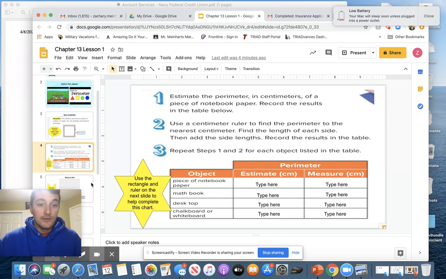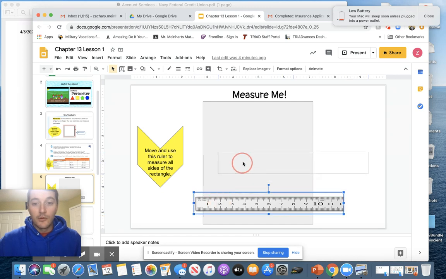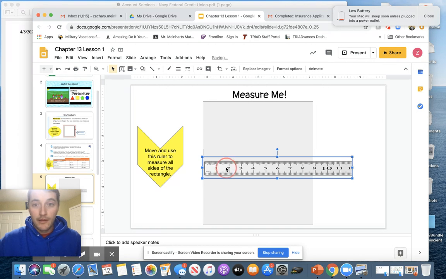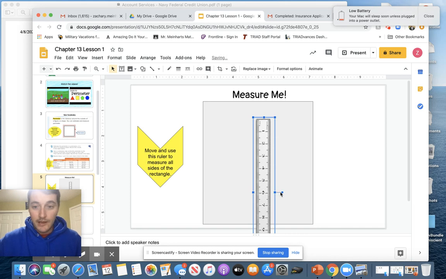When you get to slide 5, you'll see you have an interactive ruler. So you will move the ruler around to measure the perimeter of this square. Okay, so I want you guys to work on that. And when you click here, you see how I'm doing that? When you look at the ruler and you see this part up here that sticks up and it goes into a crosshair like that, you click and you can rotate the ruler, okay? So make sure you're doing that.